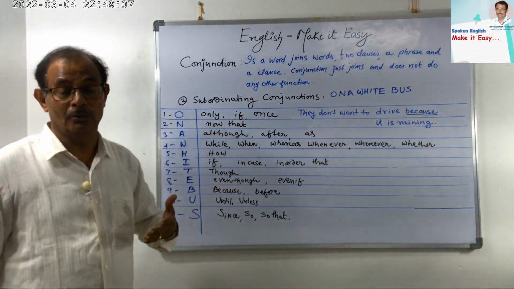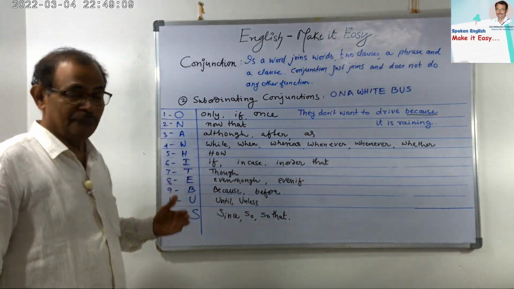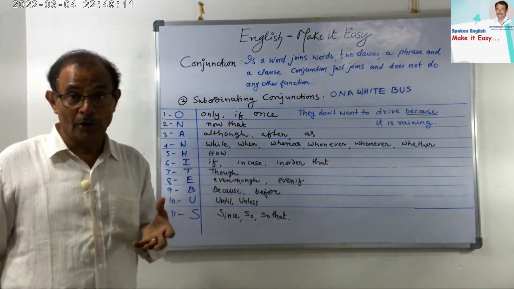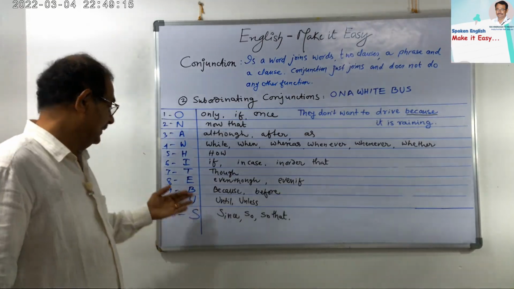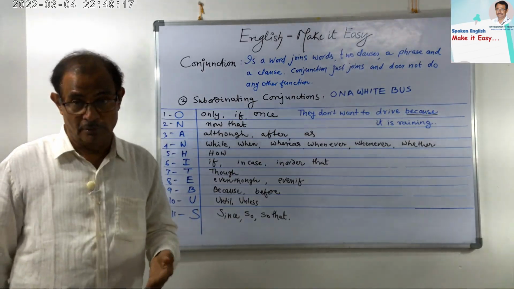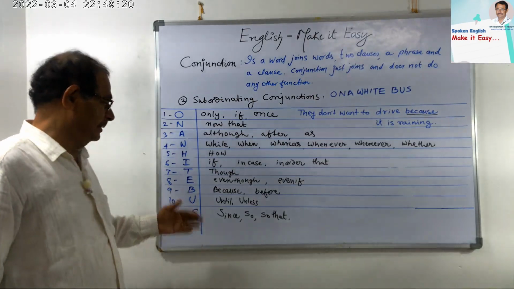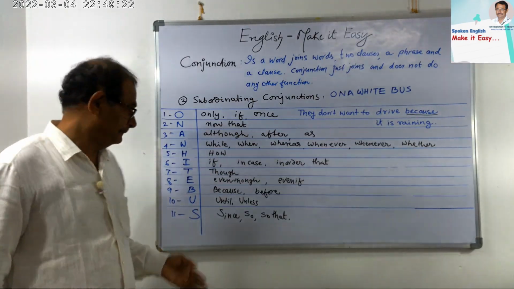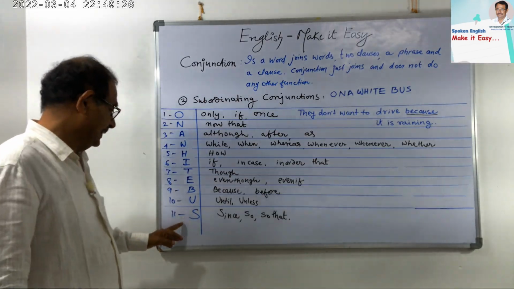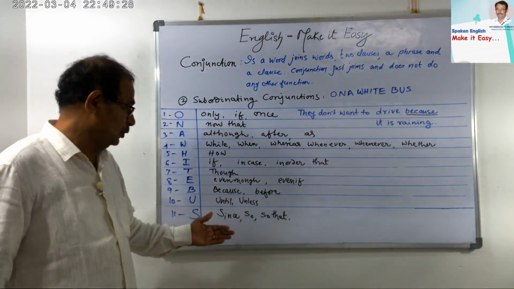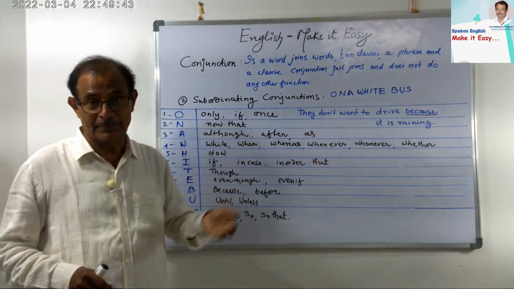H: how. I: if, in case, in order that. T: though. Okay, next E: even though, even if. B: because, before. U: until, unless. S: since, so that. So that, since, there it's a preposition.